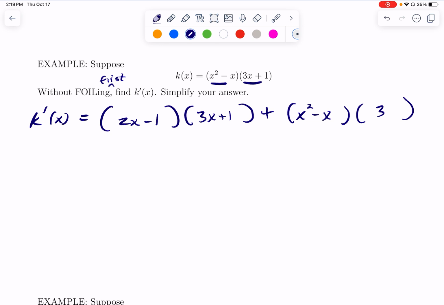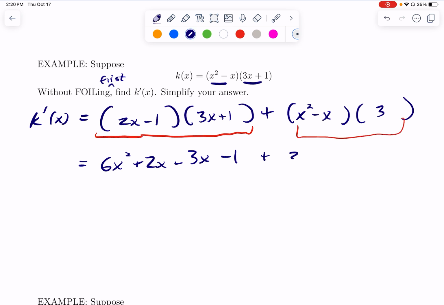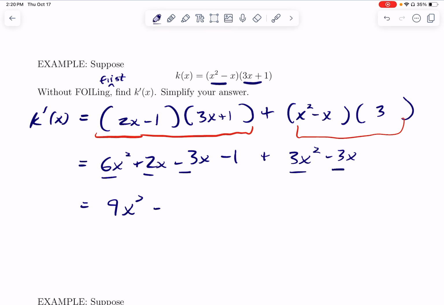So what we could do now is simplify what we have. This is a version of the derivative. We might want to clean it up. So I will foil this part. So first is 6x squared, outers is 2x, inners is negative 3x, last is negative 1. And then over here, I just distribute the 3. So I would have 3x squared minus 3x. So I'll just group my like terms. 6x squared and 3x squared is 9x squared. In terms of my x terms, I have 2x minus 3x minus 3x. So that is minus 4x, and then minus 1.